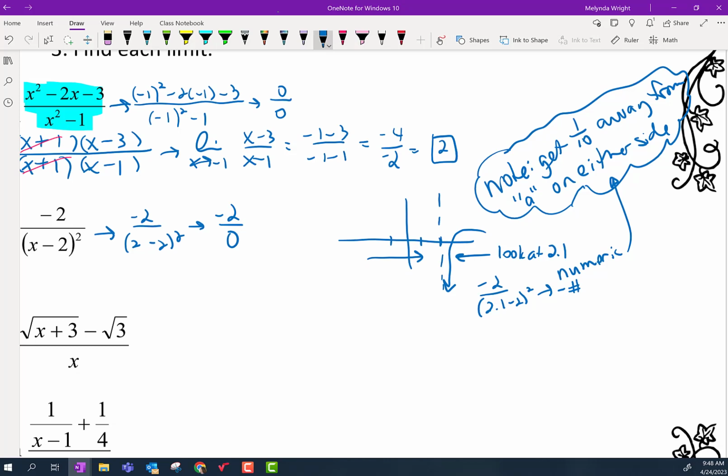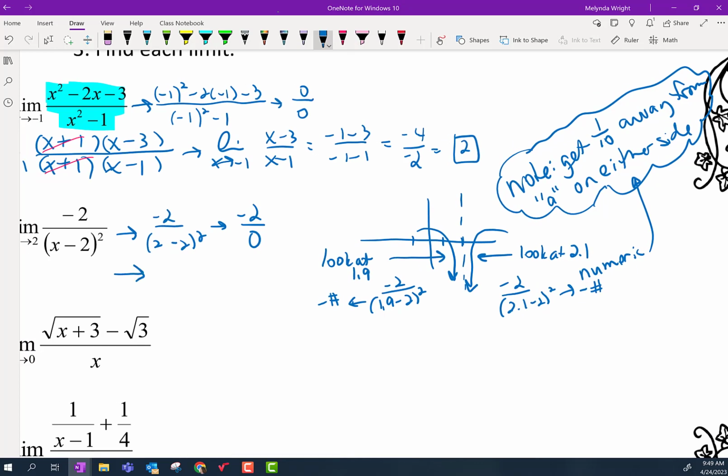So if my A is 2, which it is, I want to look at 2.1, and on the other side I want to look at 1.9. I want to do the same thing and plug in 1.9, and I'm only looking for the sign. So I have a negative on top, and on the bottom I have a positive. This sign is going to be a negative number, so that means we're going down there also. So then what I can say is that this one tends to negative infinity.